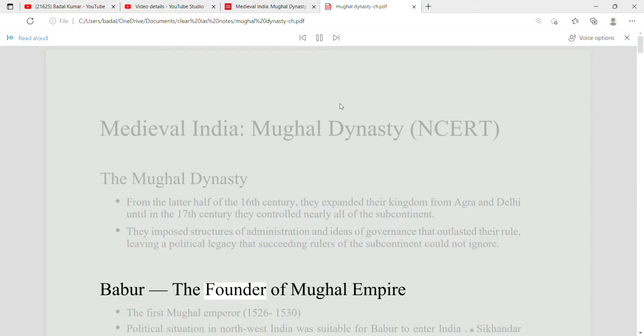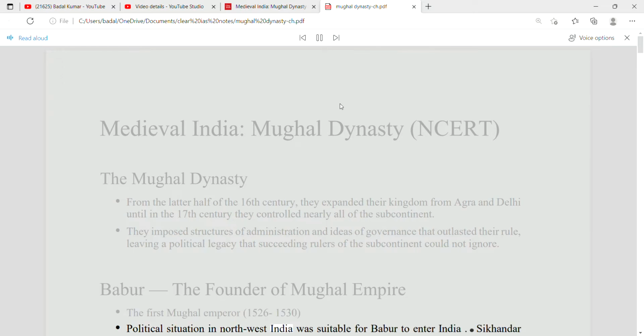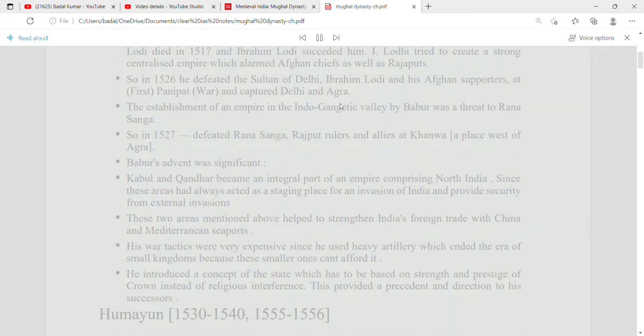Babur, the founder of the Mughal Empire, the first Mughal emperor, 1526–1530. The political situation in northwest India was suitable for Babur to enter India. Sikandar Lodi died in 1517 and Ibrahim Lodi succeeded him. Lodi tried to create a strong centralized empire, which alarmed Afghan chiefs as well as Rajputs.